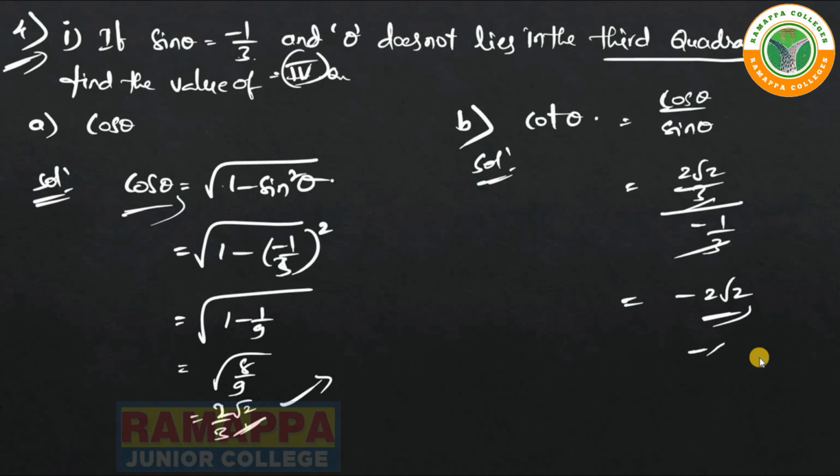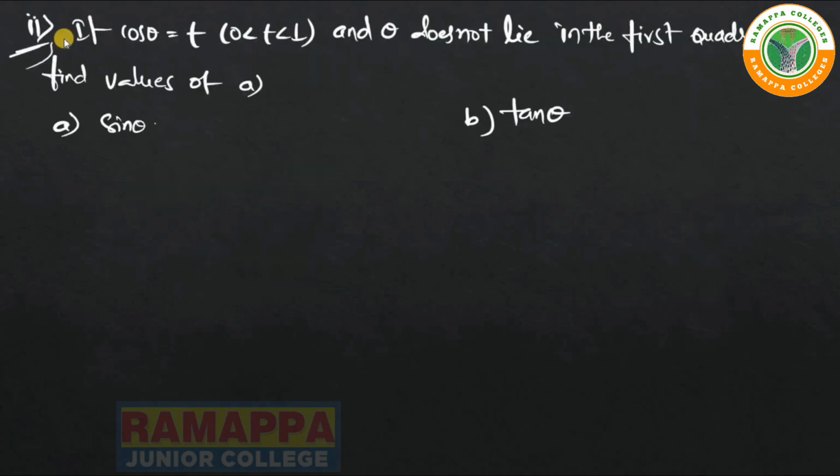Now moving to the second question. In the fourth bit there is another question, the second one, for which we are going to find the solution. If cos theta is equal to t, and the value of t is between 0 and 1, and theta does not lie in the first quadrant, find the values of sin theta and tan theta. He is saying that theta is positive and does not lie in the first quadrant.